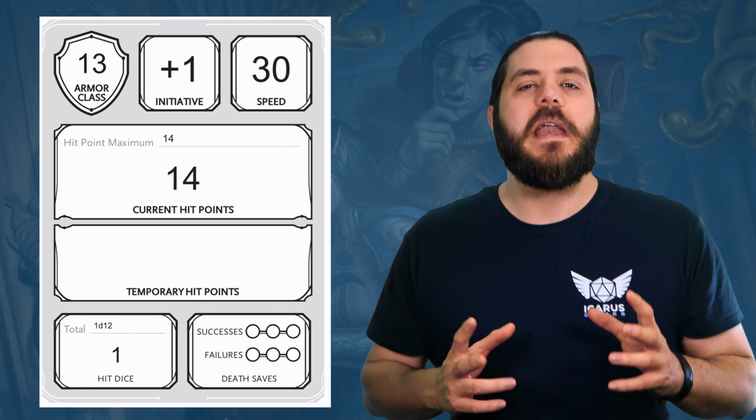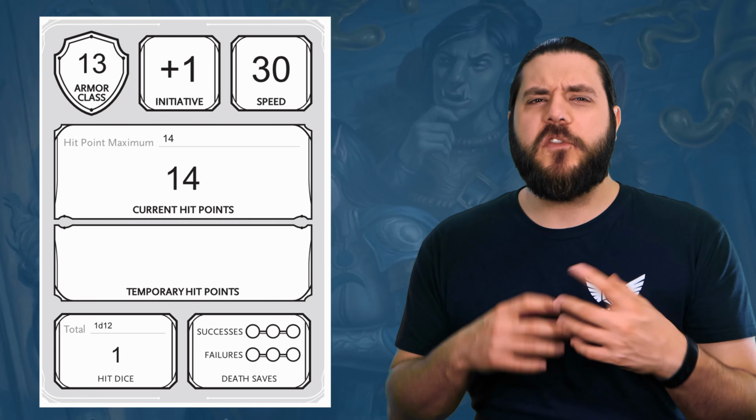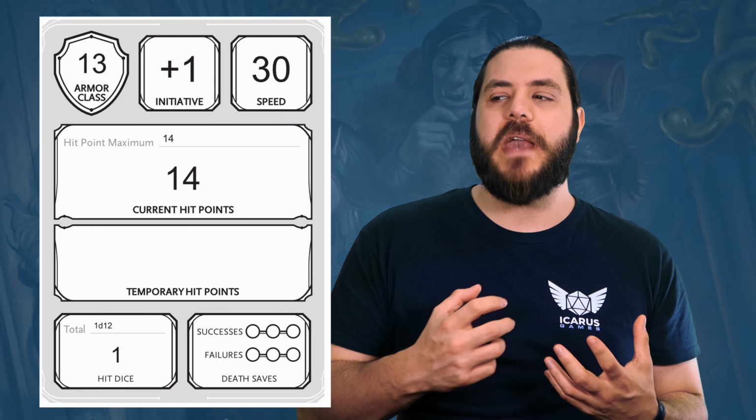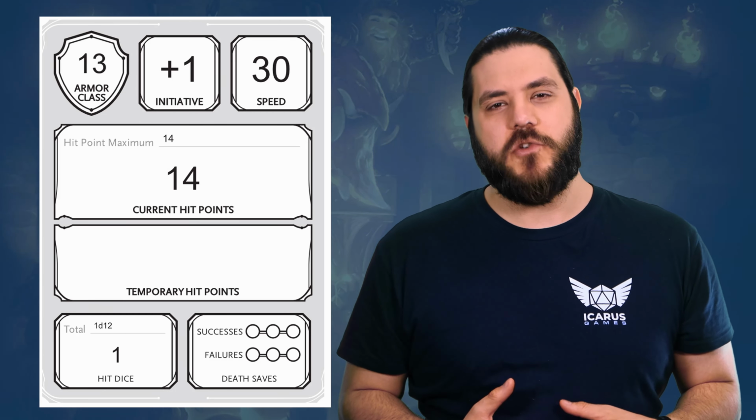Next up, we have all the information about your hit points, how survivable your character is. There's space for your maximum hit point value, your current hit point value, and any temporary hit points that you might have, which are hit points you gain from certain special abilities. Beneath that, we've got a box for your hit dice, which is one of the main ways you're going to determine your hit points, and we're going to cover that in a future episode as well.